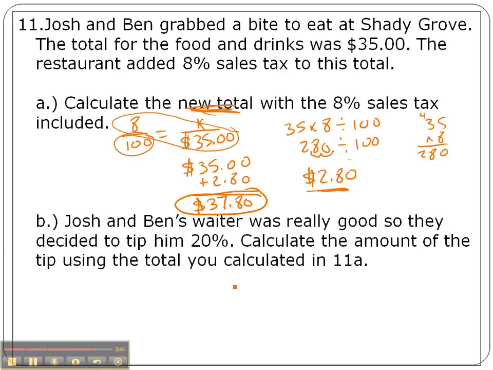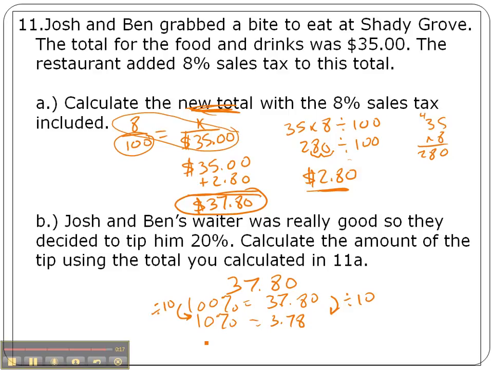Okay, Josh and Ben's waiter was really good, so they decided to tip him 20%. Calculate the amount of the tip using the total you calculated in 11A. So in 11A we calculated the total bill at this point is $37.80. To find 10% we divide by 10. So 100% equals $37.80. $37.80 divided by 10 is $3.78. And then to find 20% we multiply it by 2. So 378 times 2, I'm running out of time, so I'm just going to tell you what that is. $7.56. So the tip would be $7.56.